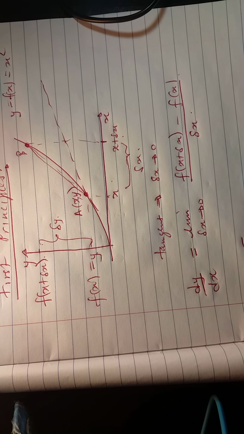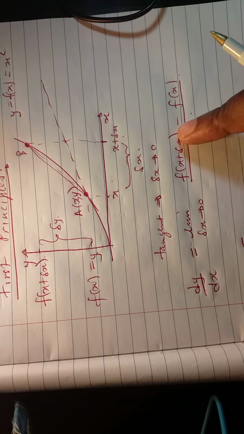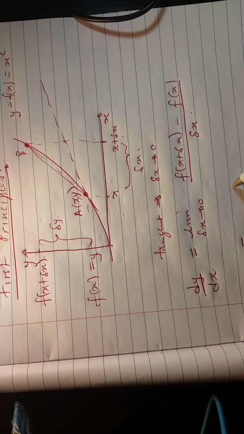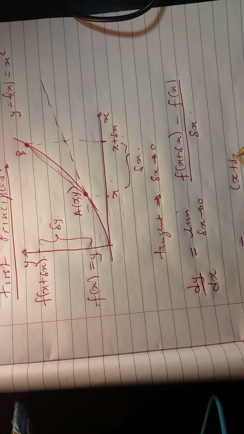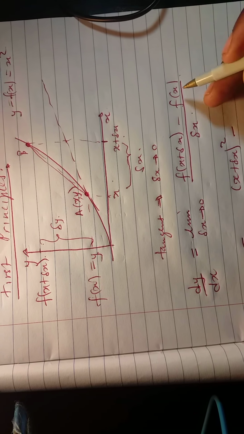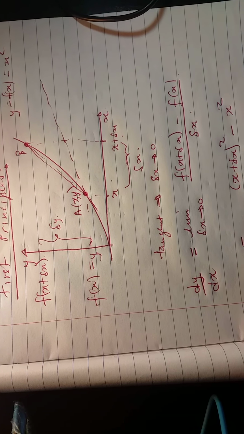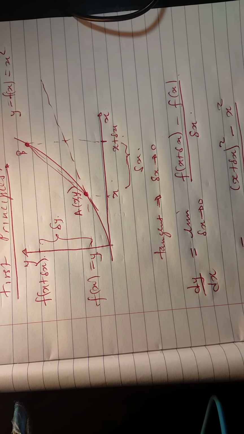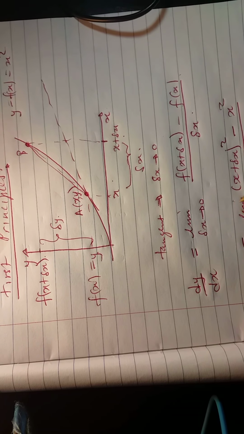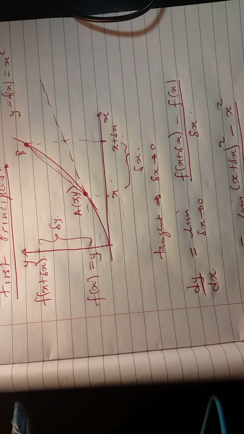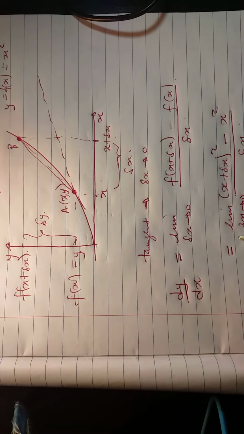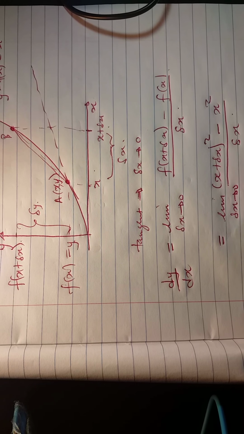So let me put the actual value of f of x plus delta x. So f of x plus delta x is going to be x plus delta x squared, minus f of x, which is going to be x squared, everything divided by delta x. So the limit of this as delta x tends to 0 should give me the gradient. I can actually calculate it.